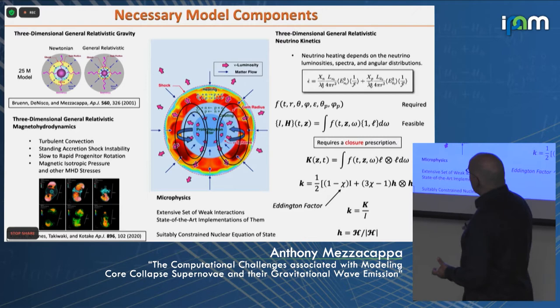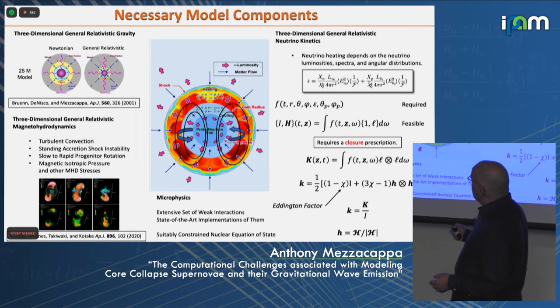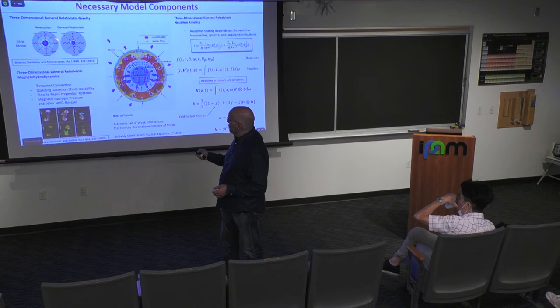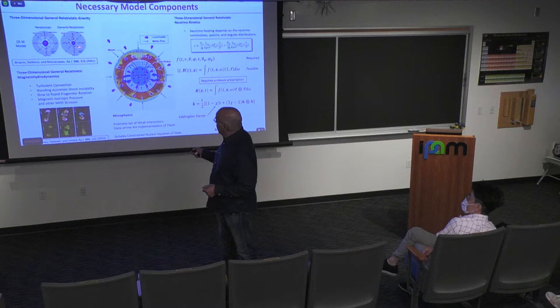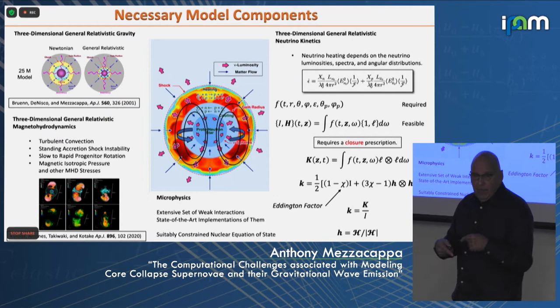And you see here for a 25 solar mass progenitor model, on the left is the Newtonian case and on the right is the general relativistic case. Here is the stalled supernova shock wave in both instances. That's the heating region. This is the cooling region. That's the PNS radius. And the arrows indicate infall, and the length of the arrows indicates the magnitude of the infall.